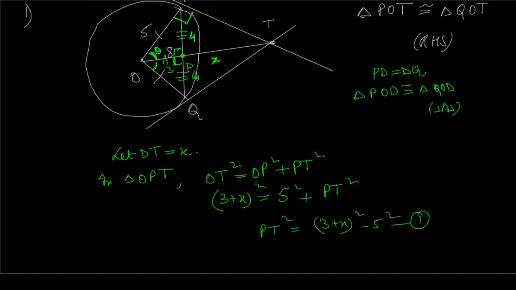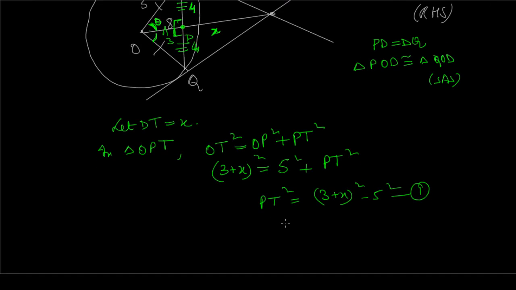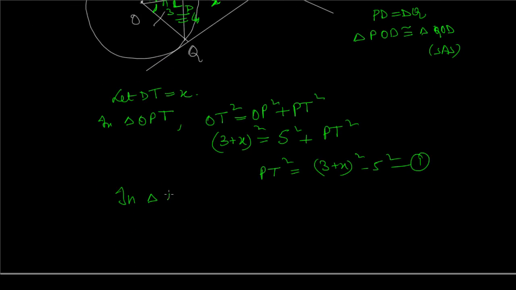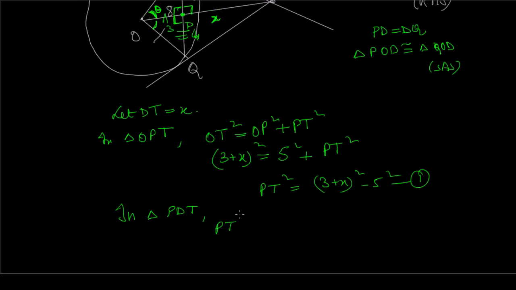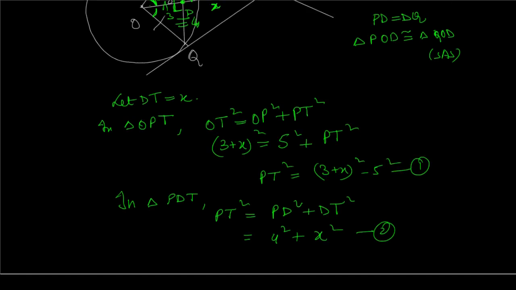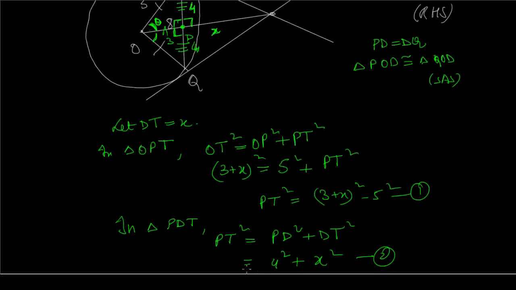Equation 1. Similarly, in the second equation, in this triangle PDT, this will become 90. So PT square will be equal to PD square plus DT square. PD will be 4, so 4 square plus DT square, which is x square. Again, equation 2. Now both are equal to PT square, right? So equate both of them.